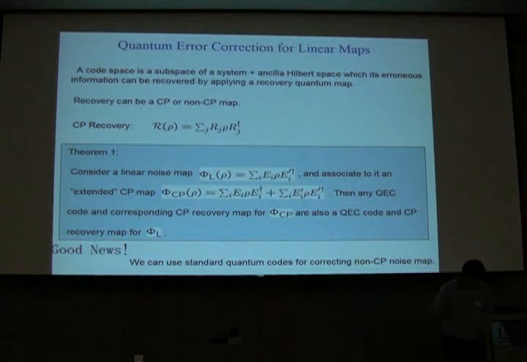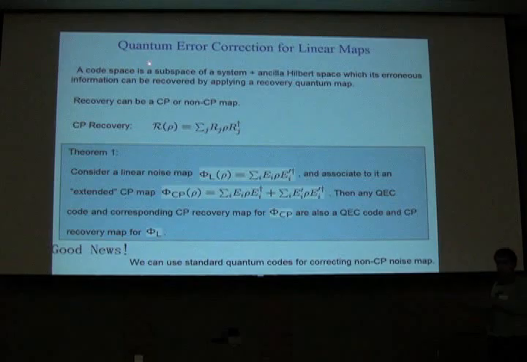So I define code space as usual. We have some data qubit, we add ancilla, we apply a unitary for encoding. And the code would be just a subspace of this larger Hilbert space. And I discussed two types of recovery, CP and non-CP. So let me start from the CP.